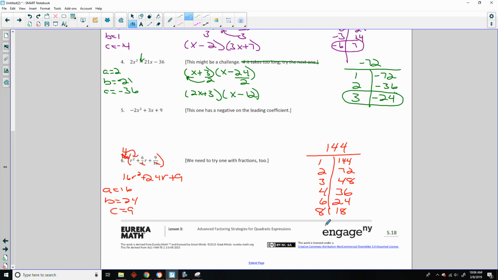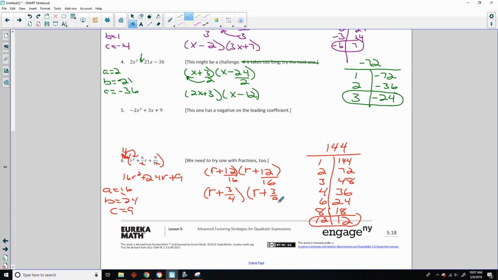So now 9 won't work. 10 times 14.4, we don't want that. 11 won't work. And 12 times 12 is 144. That is a sum of 24. Beautiful. So we have r plus 12, r plus 12. We divided by 16, or multiplied by 16, so we need to divide by 16. Reduce. So r plus 3/4 and r plus 3/4.